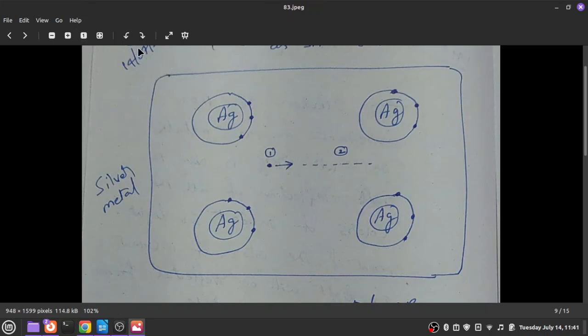So when light falls on the silver, this free electron will not absorb any energy of the incident light, and so all the incident light will be reflected back, because the free electron doesn't require any energy to move from 1 to 2. So these free electrons will reflect all the incident light back towards us. That is why all the metals appear as silver gray color.